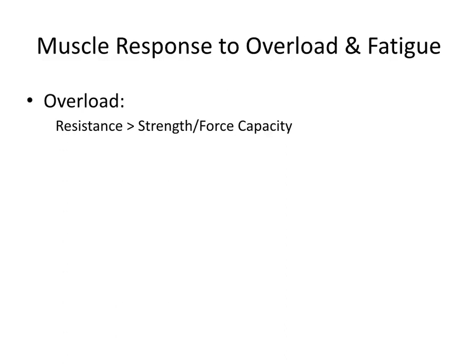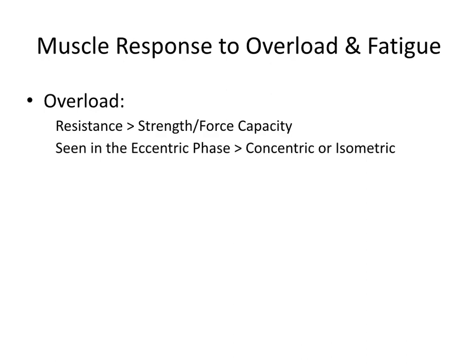In response to this, we get distinct changes that occur within the muscle. The distinct changes that occur within the muscle are based off of two distinct factors. The first factor is referred to as overload. Overload simply says that what I'm being asked to move is greater than what I'm able to move. This means that I'm going to be experiencing more eccentric muscle contraction phase than what? Concentric or isometric.